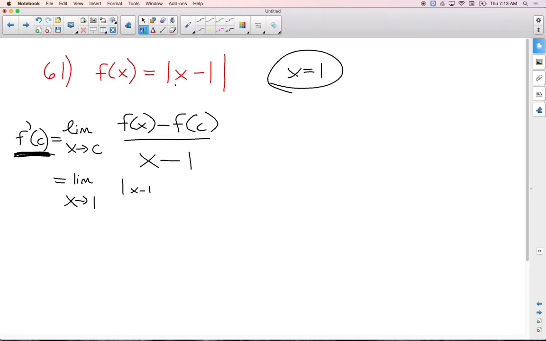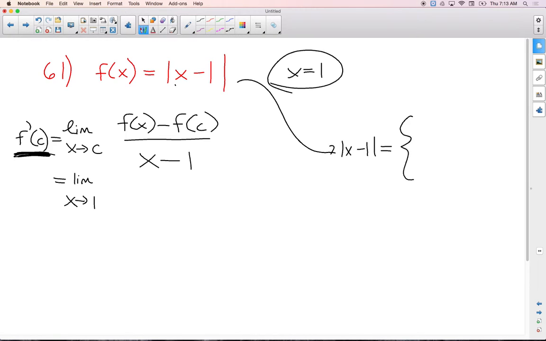Absolute value of x minus 1. Now, that already brings up something. Let me go ahead and stop right there. When we deal with absolute value, it's really what type of equation? Piecewise. So we need to understand absolute value of x minus 1 really has 2 pieces to it. We need to consider both pieces when you're doing a limit. Anytime you do limits, you have to consider twice. You're going to have to consider from the left and right.